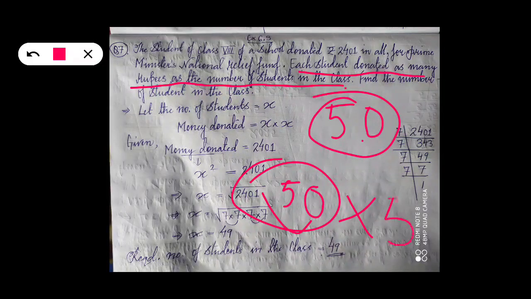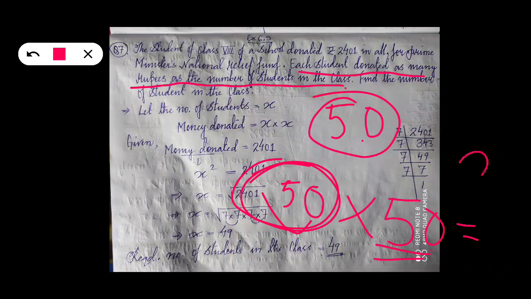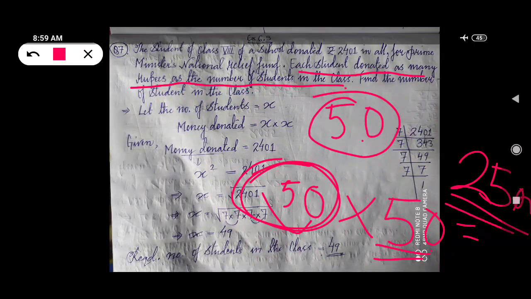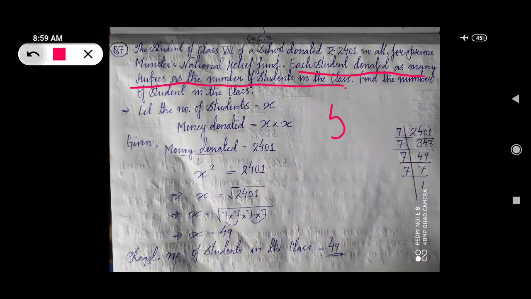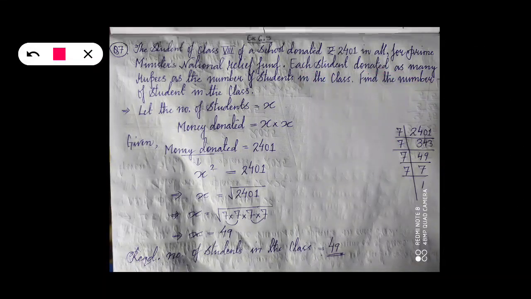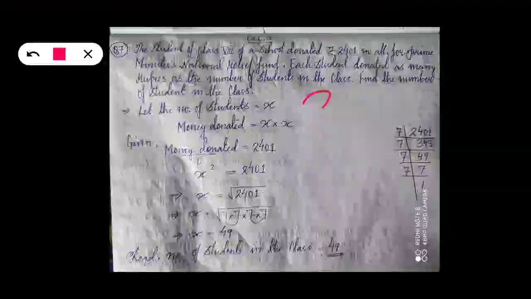50 into 50. Each student is giving 50. How many students are giving in total? 50 students are giving. So the total money will be 2500. 50 into 50 is 2500, like this. If you haven't understood yet, I am giving you another example with a small number. Suppose there are only 3 students in your class.